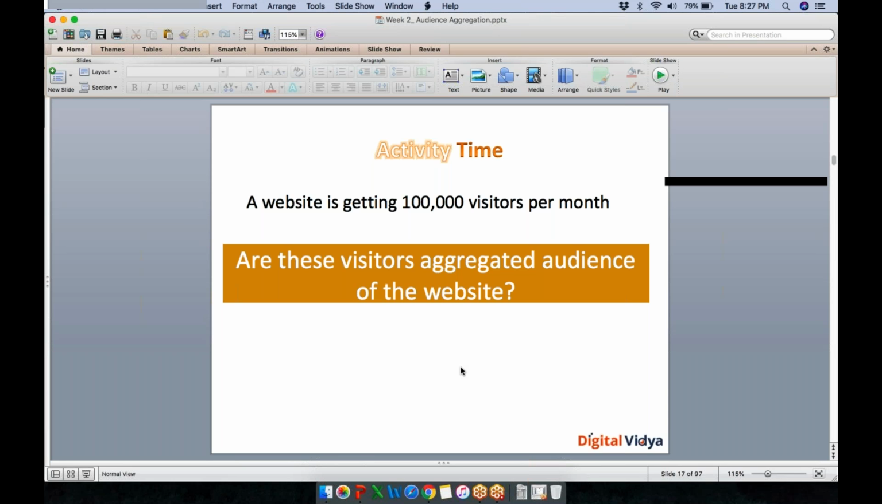So let's do a small exercise to understand if people have got the concept of what is audience aggregation. Here's a question for all you guys, and I want you to help me with the answer. A website is getting 100,000 visitors per month, 1 lakh visitors per month. I'm repeating, a website is getting 100,000 visitors per month. Are these visitors aggregated audience of the website? Yes, no, maybe, don't understand.